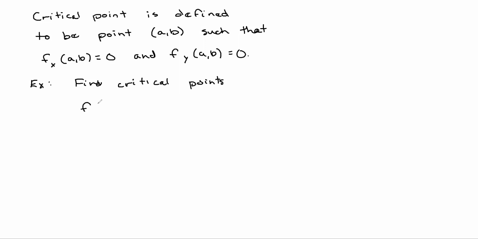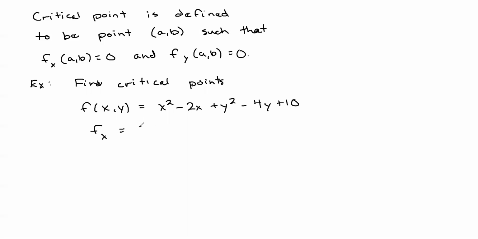So we have f(x, y) equals x squared minus 2x plus y squared minus 4y plus 10. So suppose we had a function and we're asked to go through and find the critical points. Then to find them, the critical point is the point (a, b) where the partials equal 0. So you want to find the partials and set them equal to 0.